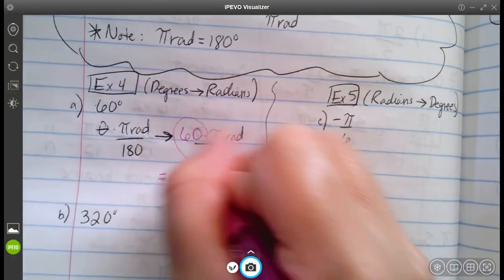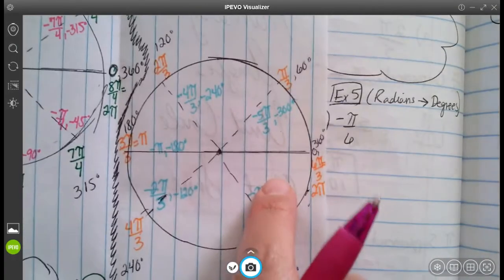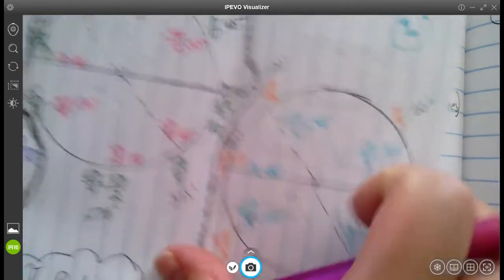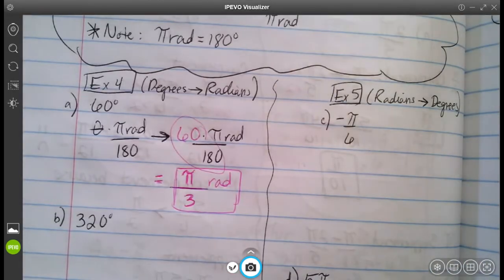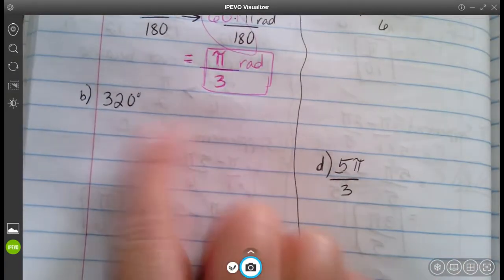That makes sense because if we look back at our charts, this chart is kind of handy. 60 degrees is the same as pi thirds. So we are good to go. Okay, let's look at letter B. Now we have 320 degrees and we're going from degrees to radians.